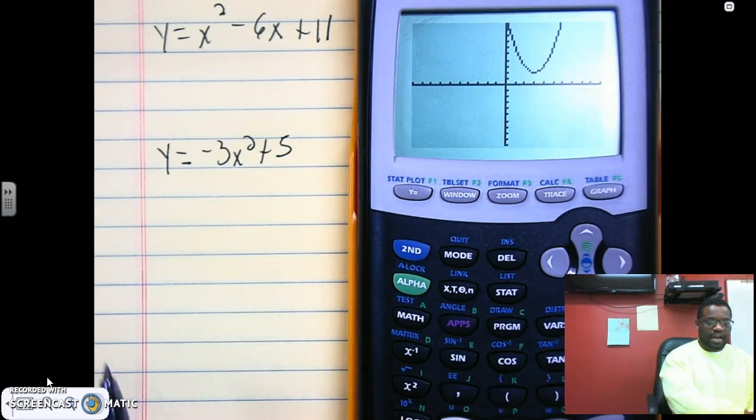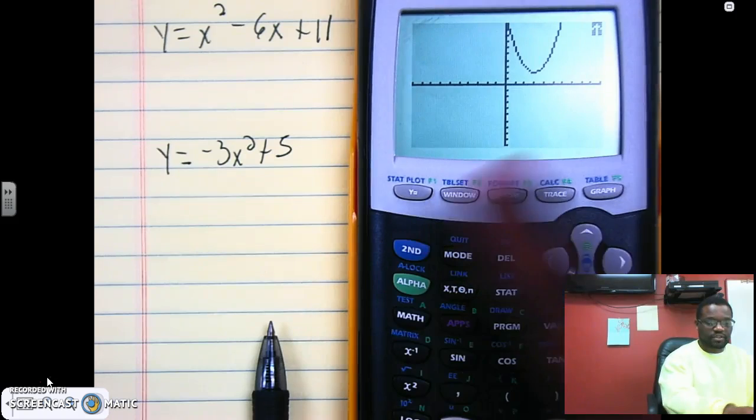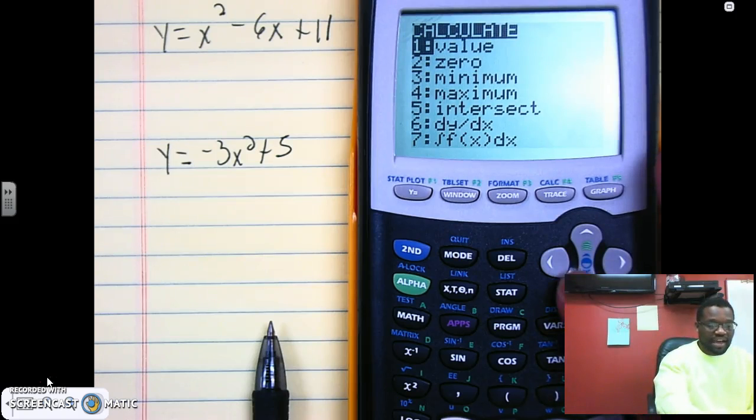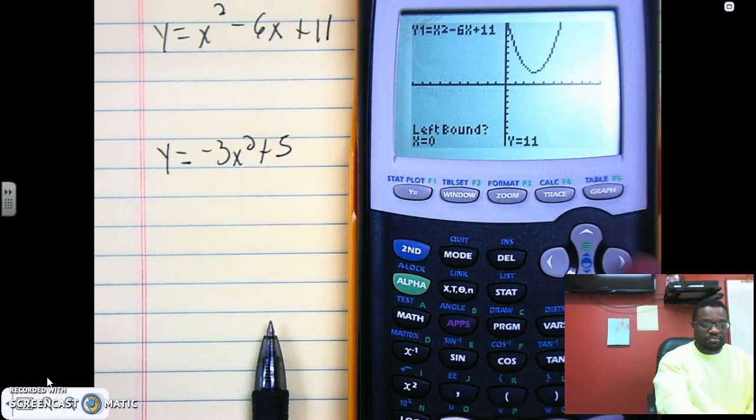minimum. I can go over here to see where it says calculate. But in order to get to calculate, I had to hit the blue button and see it says value, 0, minimum, maximum. Which one do we have in that problem? We have a minimum because it opens upward. So I hit enter. And it says left bound.